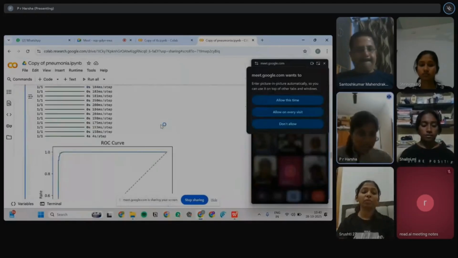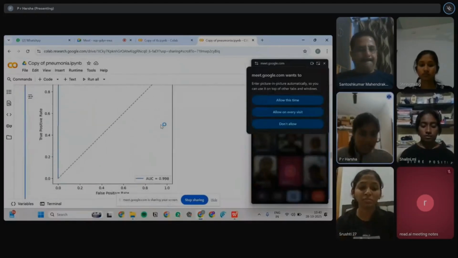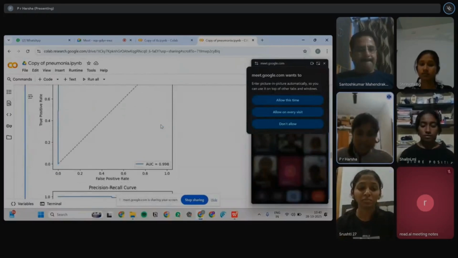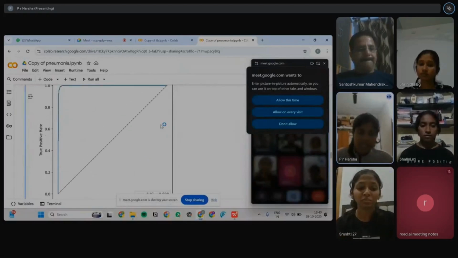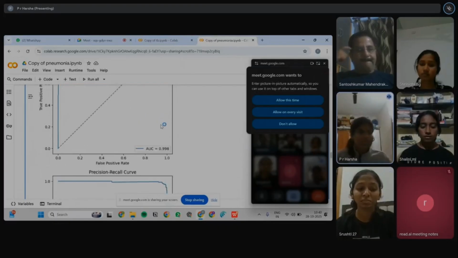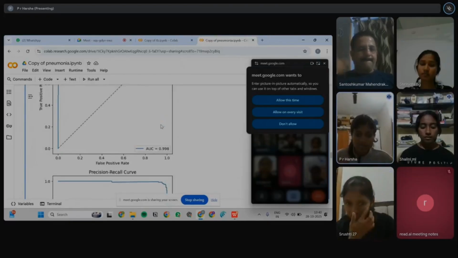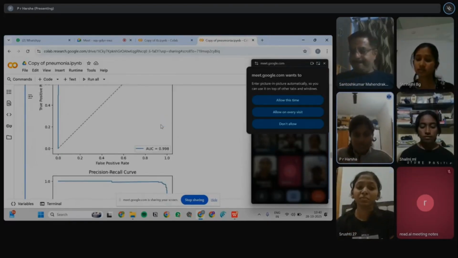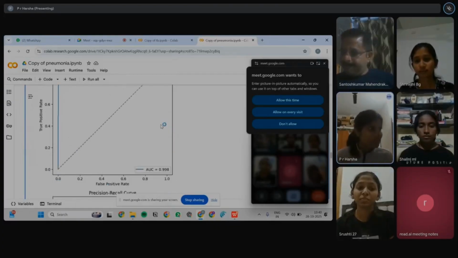This is the ROC curve, where the x-axis shows false positive rates and the y-axis shows true positive rates. The false positive rate means how many negative cases are predicted as positive, and the true positive rate shows how the model correctly identifies the true, positive images.